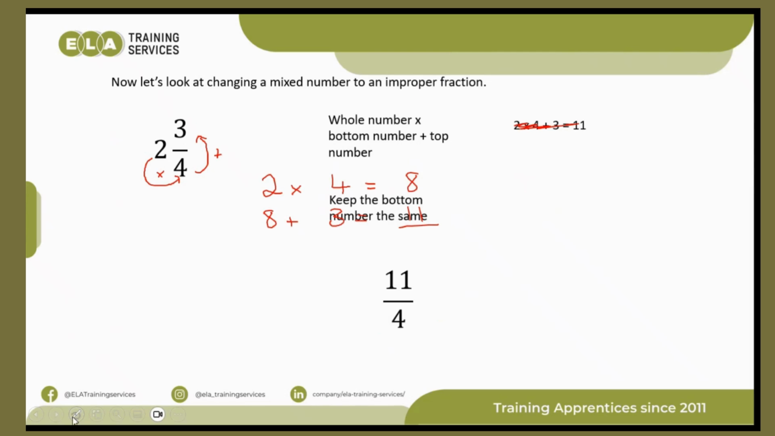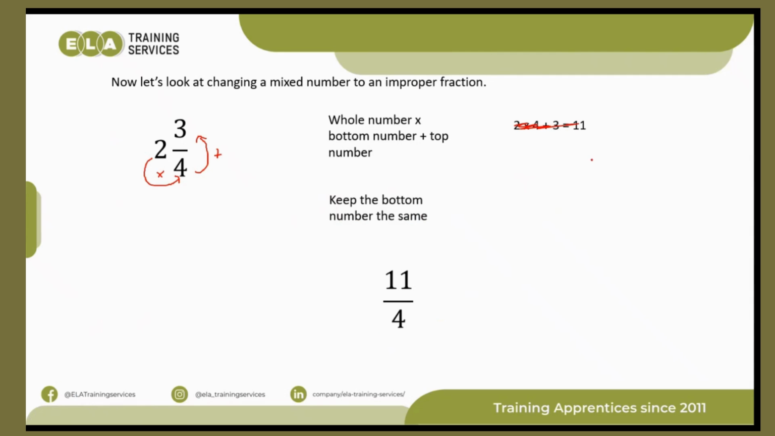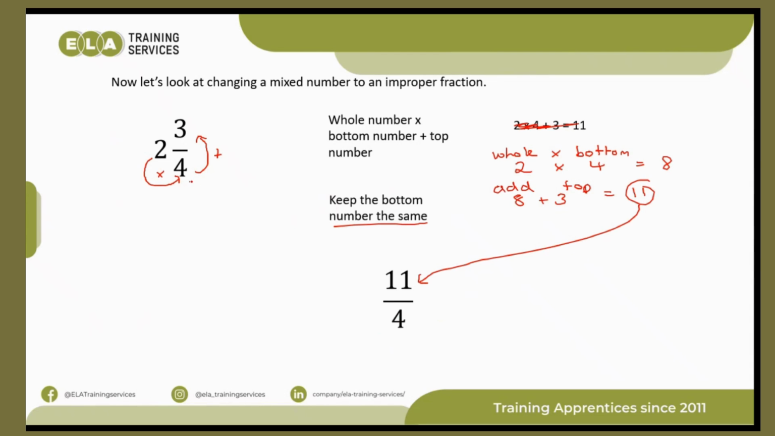Let me just do that slightly away from the text so you can see it properly. We do the whole times the bottom. That'd be 2 times 4, which equals 8. Add top. Then we do 8 add 3, which is 11. You keep the bottom number the same, which is 4. It becomes 11 over 4.